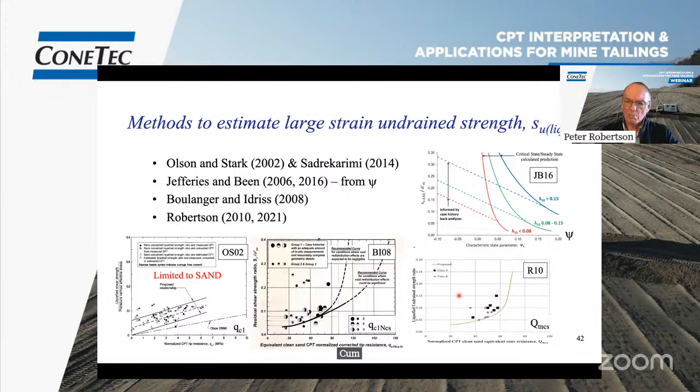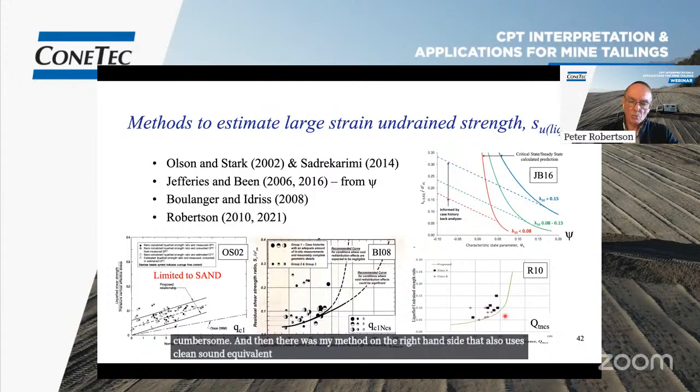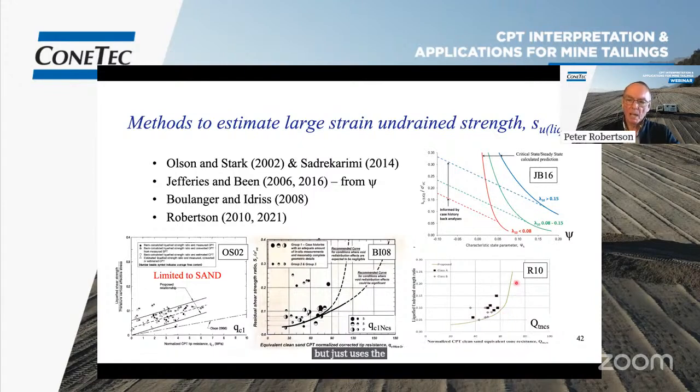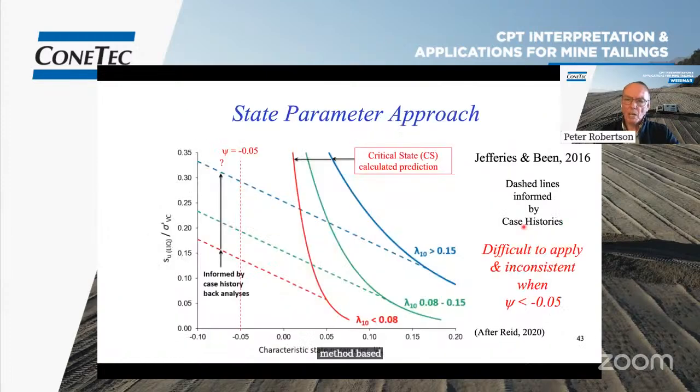And then there was my method on the right-hand side that also uses clean sand equivalent, but just uses the soil behavior type to essentially account for changing gradational characteristics. And up on the right-hand side is the Jefferies and Been method based on state parameter. So let's look at that one first.